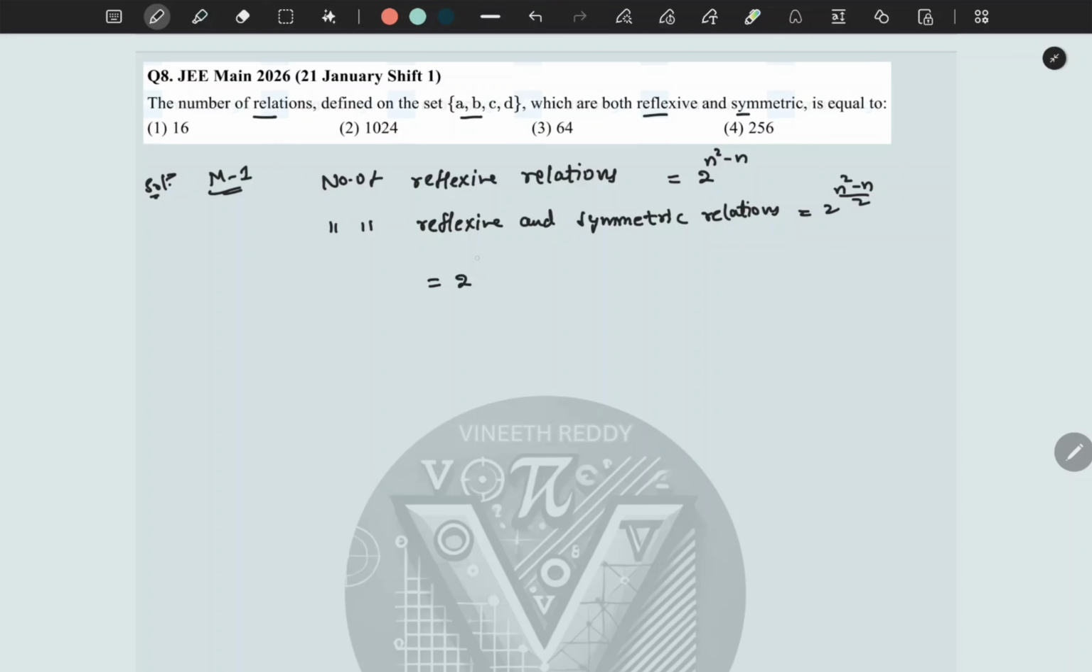So with that the answer will be 2 raised to the power, n is 4, so 4 square is 16, minus 4, divided by 2. So it will be 2 power 12 by 2, which is 6. So 2 power 6 I think will be 64. So I recommend all of you to kindly remember the formula.